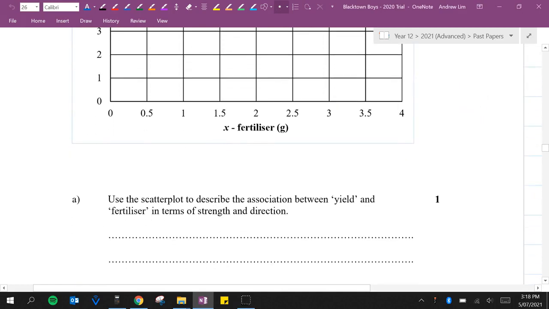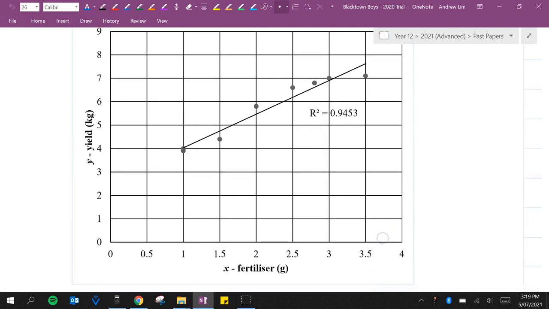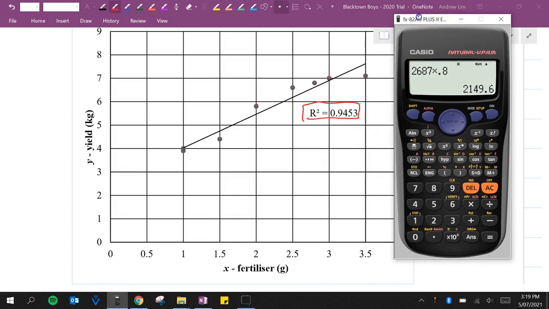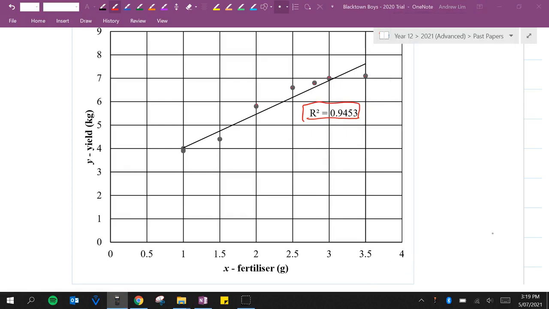Use the scatter plot to describe the association between yield and fertilizer in terms of strength and direction. So we can see here that the scores are quite close to the line of best fit. We can even have a look at this r squared here. If we find the square root of that to find Pearson's correlation coefficient r, we can just say that r is equal to the square root of 0.9453, which is 0.9722, which is very close to 1.